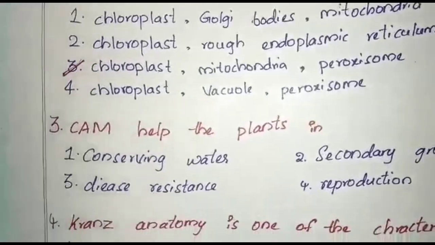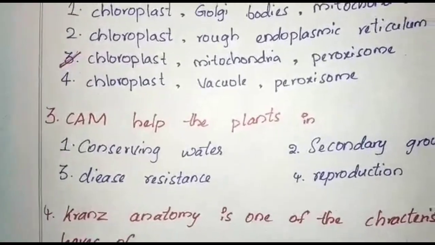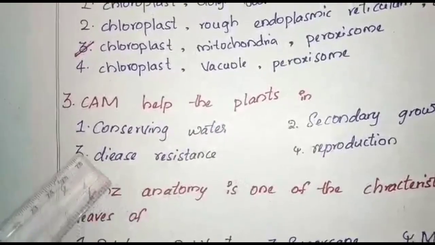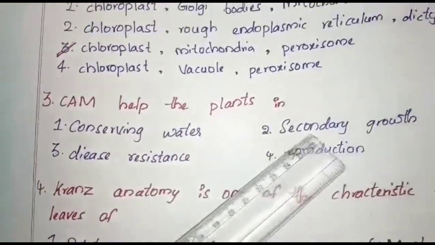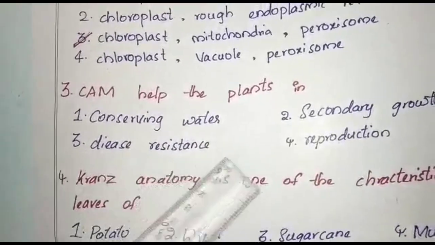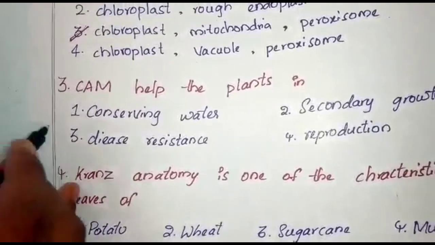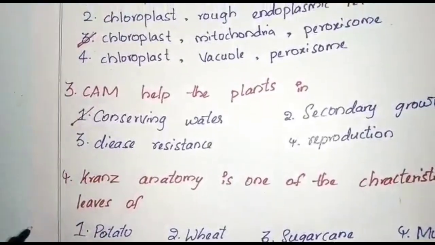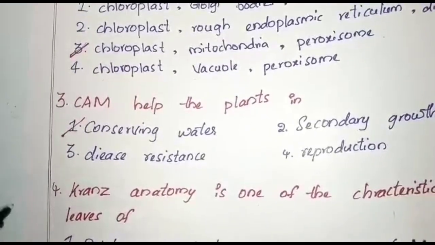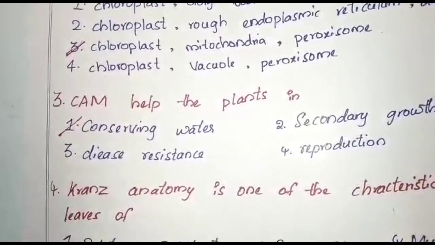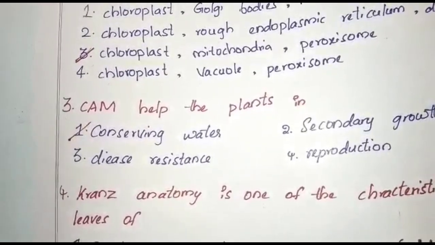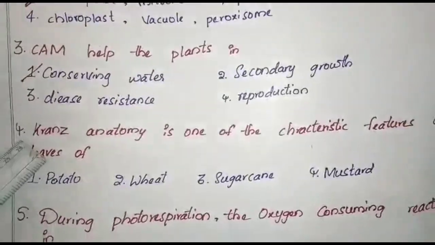The third question is: CAM plants, Crassulacean acid metabolism, helps the plants in conserving water, secondary growth, disease resistance, and reproduction. So CAM plants conserve their water because during night time they open the stomata only for carbon dioxide intake, but during daytime they do not open the stomata. During night time they can open the stomata. We can see the fourth question.